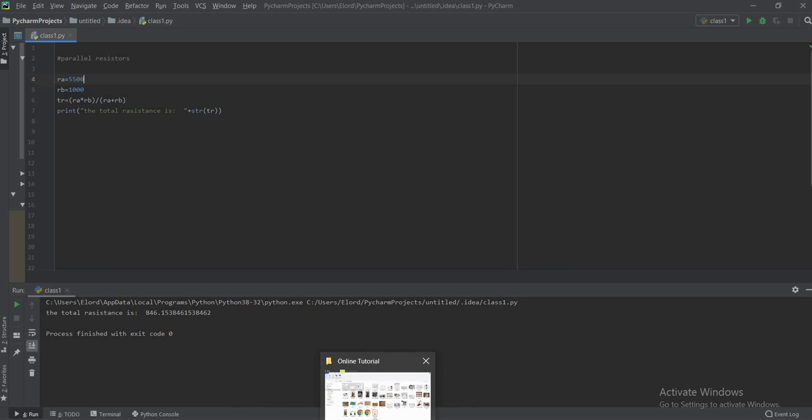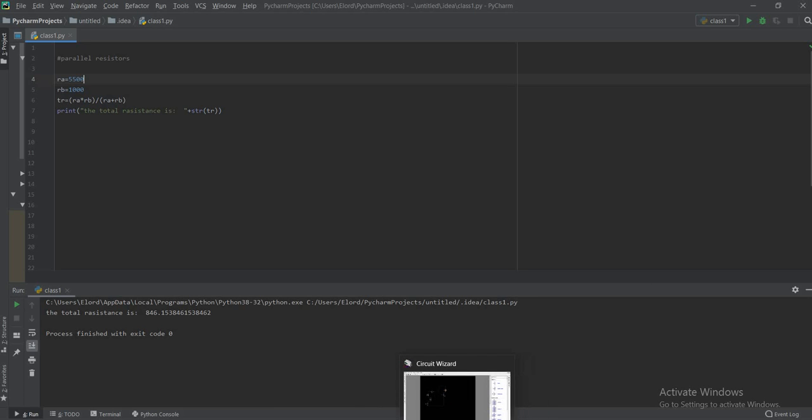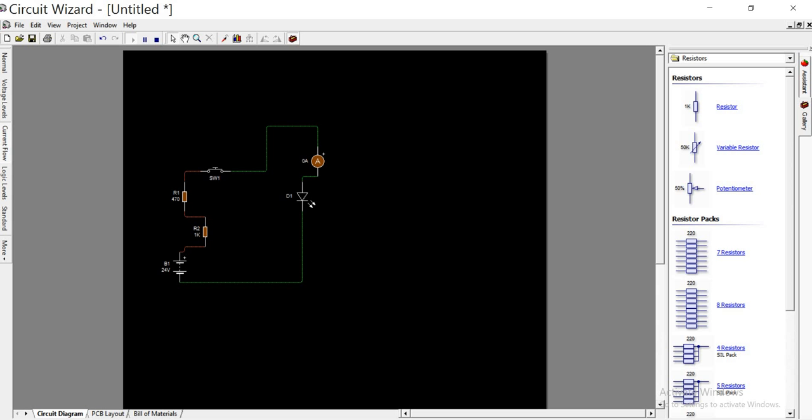So okay, let's show that in circuits. Let's connect this in parallel. Okay, let's delete this. Take this here.